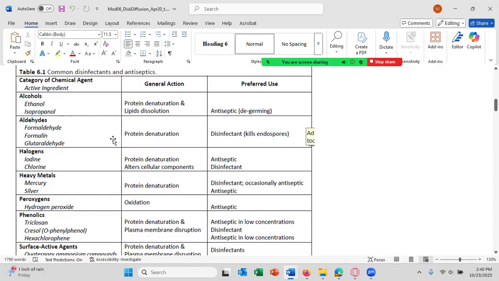Formaldehyde, formalin, and glutaraldehyde are disinfectants, and they're real good disinfectants too. They actually kill endospores. There are not too many disinfectants that do kill endospores. There is another. Let me scroll down to it.